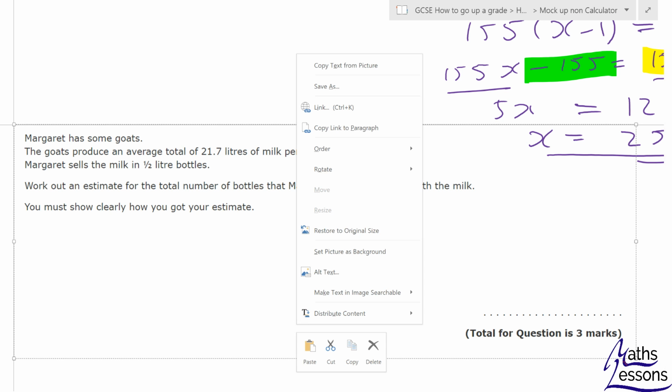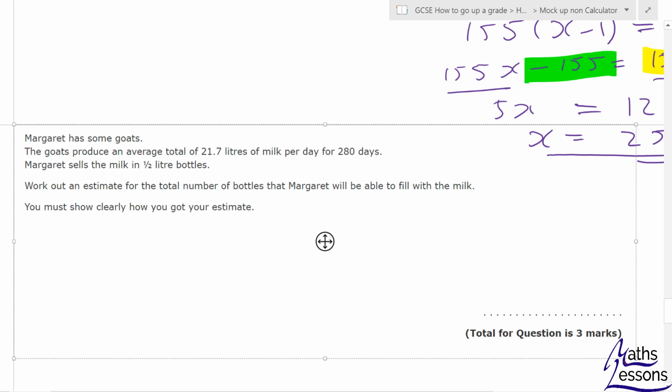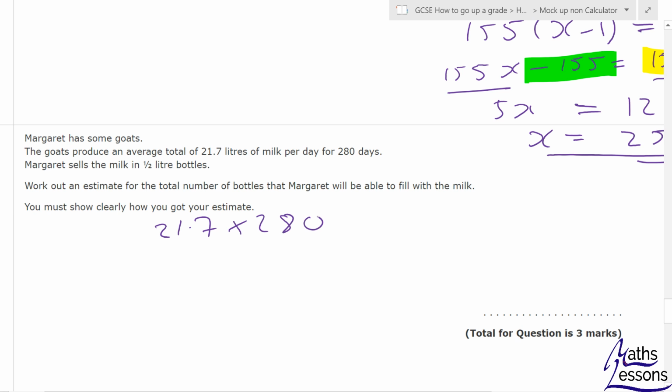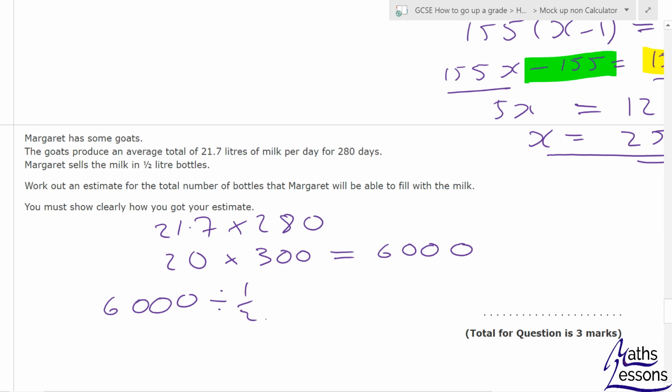So here we go. Margaret has some goats. The goats produce an average of 21.7 litres of milk per day for 280 days. Now this is an estimation problem, so we don't need to be accurate. We just do one significant figure. That will be perfectly okay. So that gives us 6,000 litres to one significant figure, and each milk is in a half-litre bottle, so we do 6,000 divided by half, which is the same as 6,000 times by 2, which gives us 12,000 bottles of milk as our estimate.